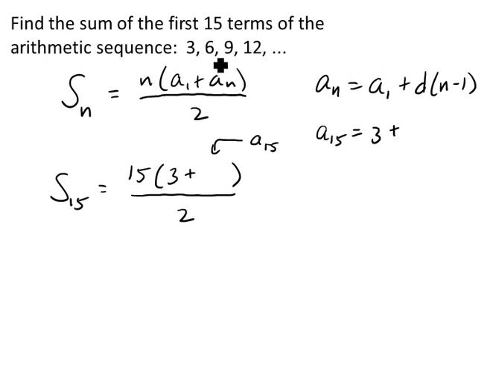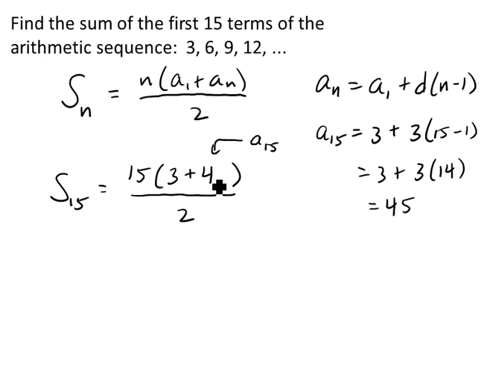To get from 3 to 6, we would be adding 3. And that's the same pattern. To get from 6 to 9, we would add 3. And from 9 to 12 also we would add 3. So our common difference is 3. For a15, that means we're replacing the n with 15. So we'd have 3 plus 3 times 14, and that's going to give us 45. So the 15th term is 45, and that's what we need to put in here in our sum formula.